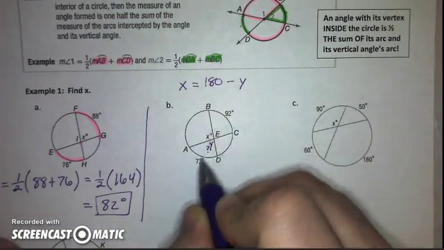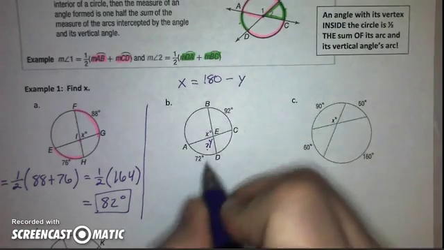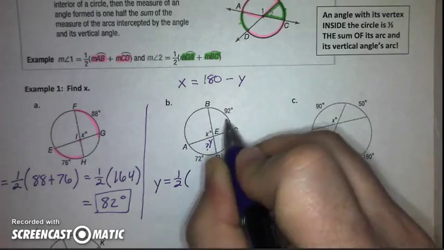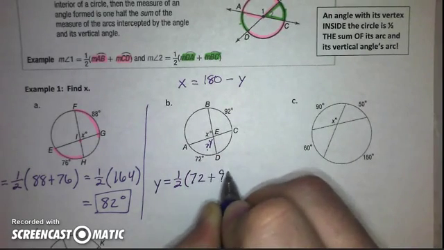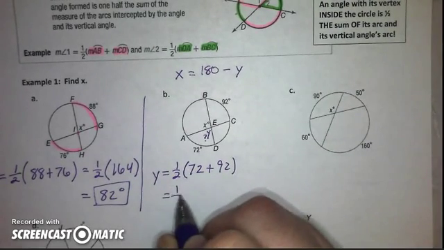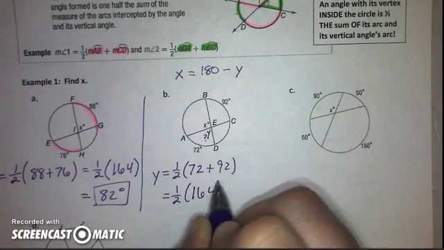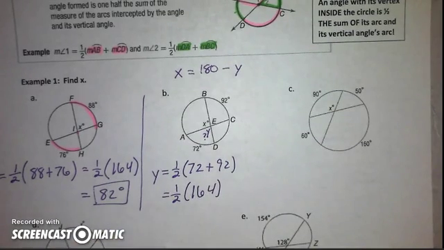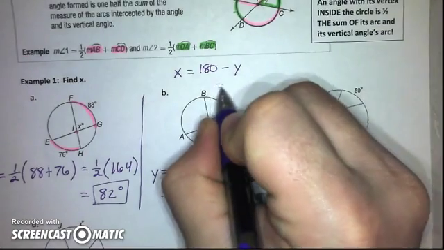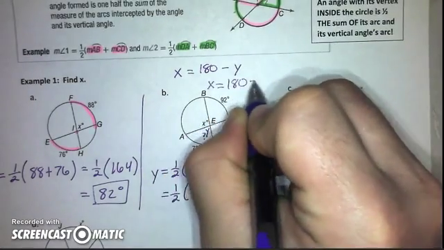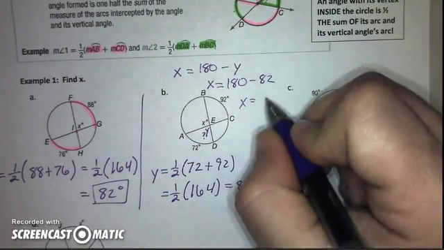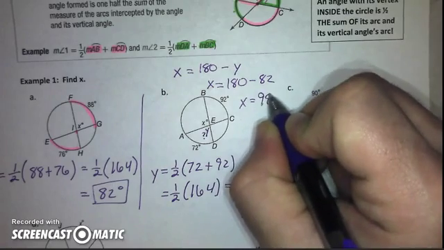Y is the average of these two angle measures, or arc measures, I'm sorry. The angle y is equal to 1/2 the sum of 72 and 92. Okay, so 72 plus 92 equals 164. Again, it's just coincidence that it's the same measure we had there. And half of that is still 82. That's not our answer though. We want to find x. So I'm going to do 180 minus 82. So x is 98 degrees.